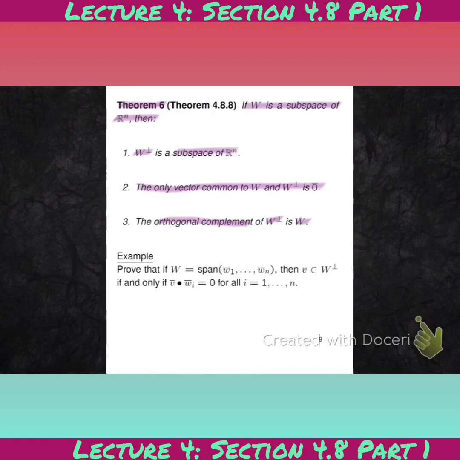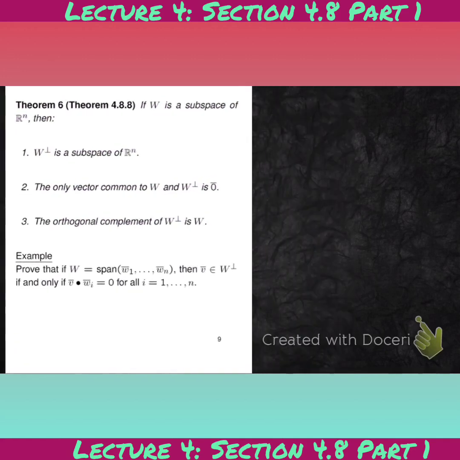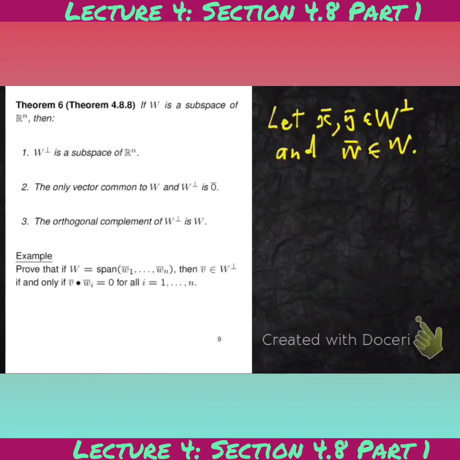All right, now firstly, why is the orthogonal complement of a subspace W itself a subspace? Right, so let's quickly look at that. It's not difficult to see. Let's take two vectors in the orthogonal complement of W, and let's take any arbitrary vector in W. So we need to check that the orthogonal complement of W is closed under addition.